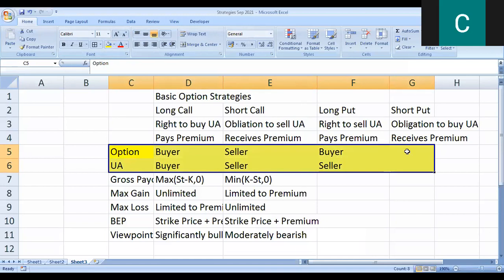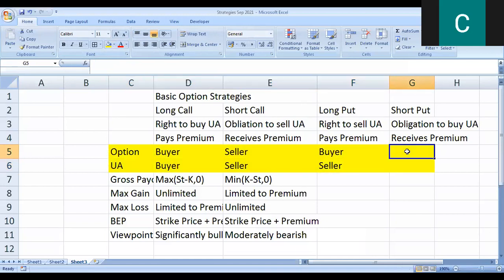Now, when it comes to put option, short position, is he buying the put option or selling the put option? His role is option seller. But when it comes to the underlying asset, his role is buyer. His role is buyer, that is obligation. I hope it is clear regarding long put and short put, regarding options and underlying asset.